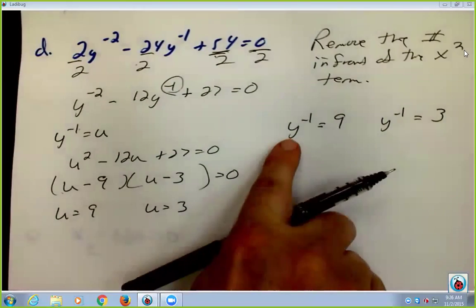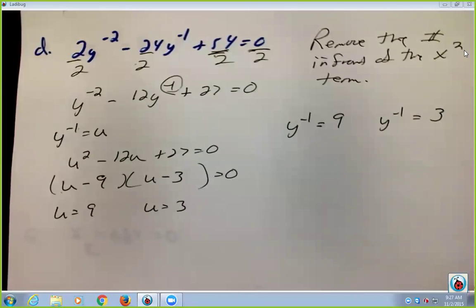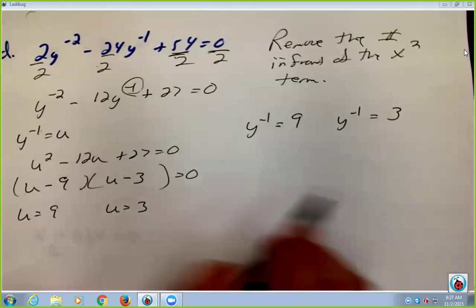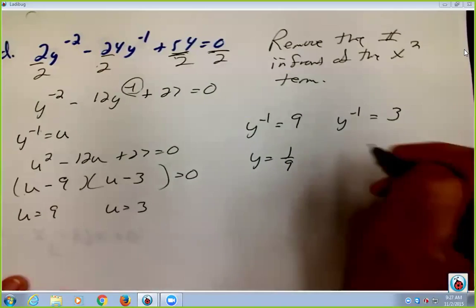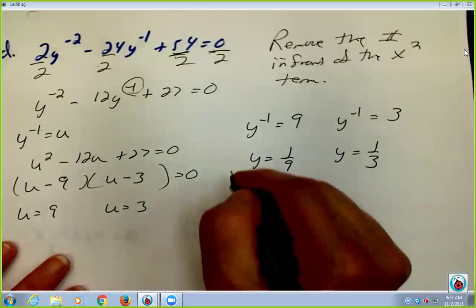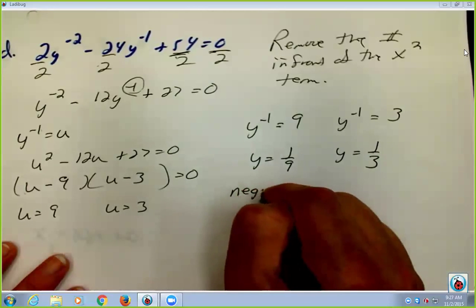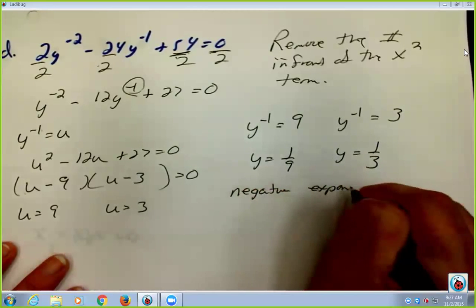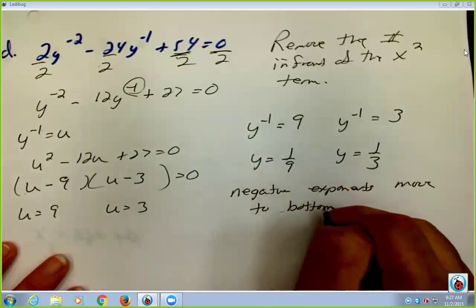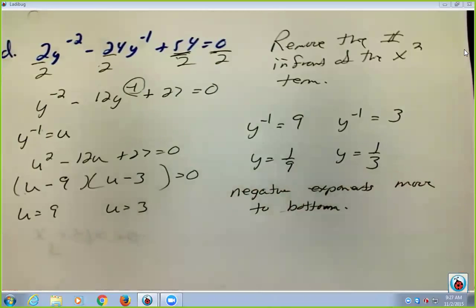And because it's a negative exponent, what happens? What do you think happens if I get a negative exponent? What did negative exponents do a long time ago? They went where? Went to the bottom. So y is really equal to 1/9, or y is equal to 1/3. So I just move them to the bottom. So negative exponents move to the bottom. Okay, so they're going to move to the bottom. They're not going to stay on top. They're going to move with that one.